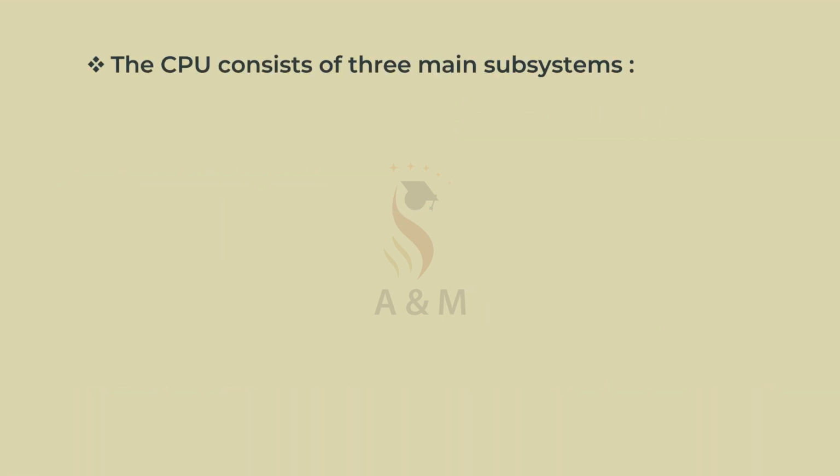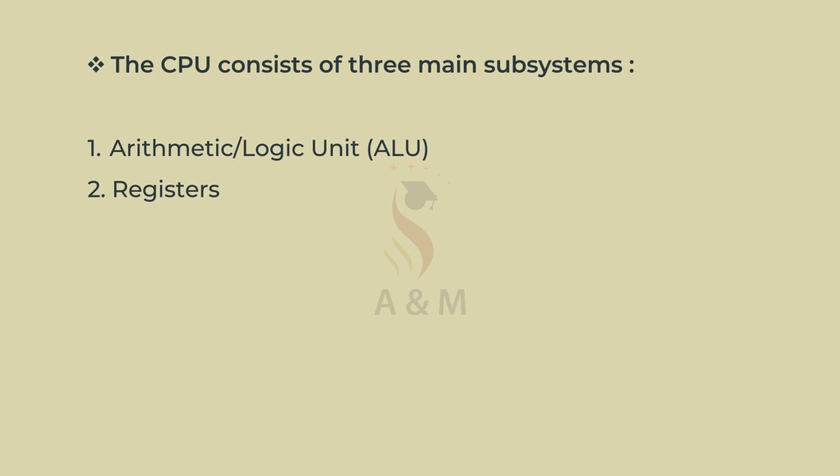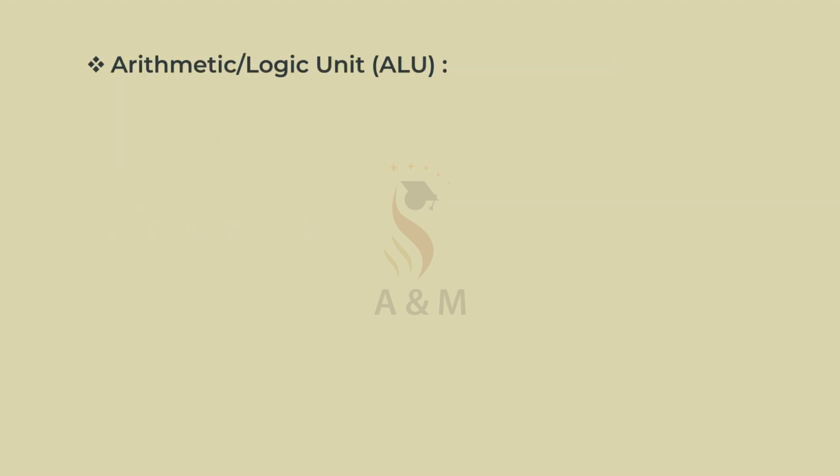The CPU consists of three main subsystems. First, arithmetic or logic unit, that is ALU. Second, registers. Third, control unit, that is CU. Let's talk about arithmetic or logic unit, that is ALU. This unit consists of two subsections, that is arithmetic unit and logic unit.